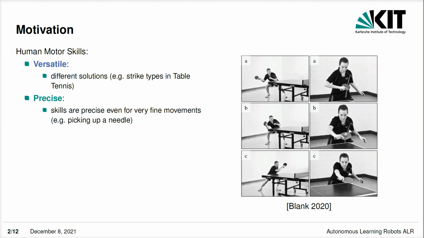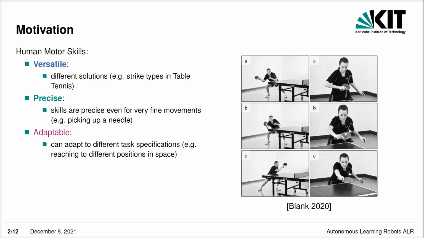Furthermore, human motor skills are precise. We can, for example, place the table tennis ball precisely at the desired position on the opponent's table side. Or we can pick up very fine needles. We can also quickly adapt to different task specifications, which means that we can, for example, reach different positions easily.